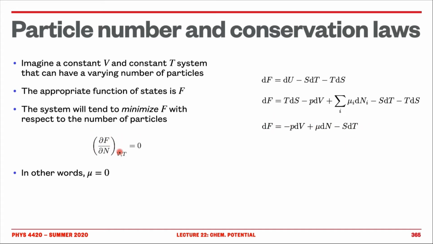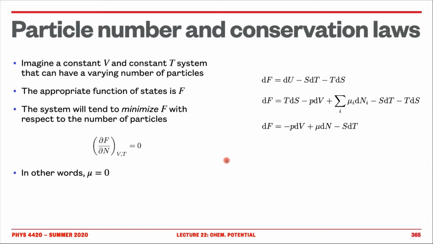We want the derivative of F at equilibrium. At equilibrium, we want all these things to be zero. We don't want the function to change anymore. It's in equilibrium. And so this term, of course, is mu, according to this equation, right? At constant volume and temperature, this is going to be mu. And that means that at equilibrium, the chemical potential will be equal to zero.